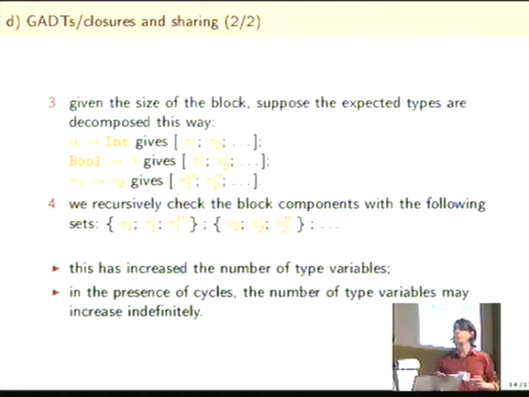But in the presence of cycles, if while checking a strongly connected component we introduce new type variables, the set of expected types for the roots of the strongly connected component may increase indefinitely, and in the general case we have no termination argument.